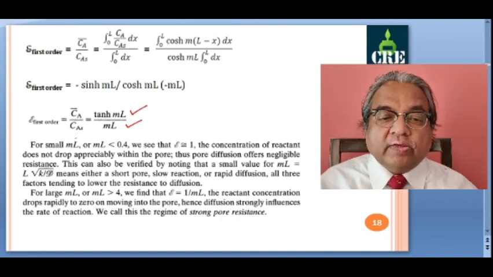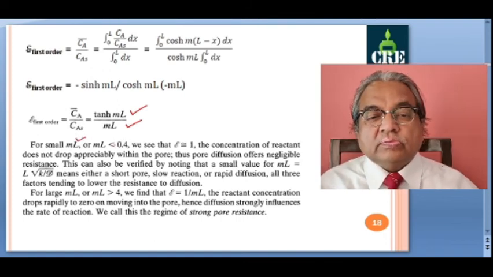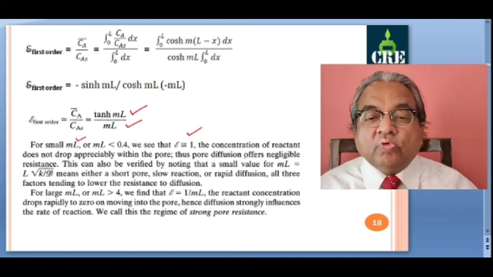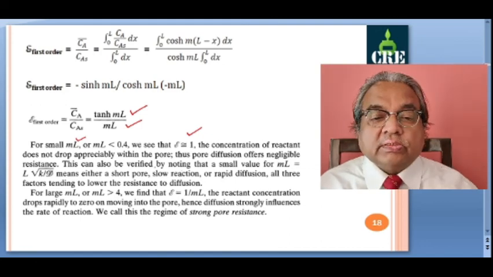So for small values of mL, or you can say less than 0.4, this effectiveness factor will be approximately equal to 1. That means the concentration of reactant will not drop appreciably within the pore. Thus, the pore diffusion offers negligible resistance. This can be verified by noting that a small value of mL, where m is root k by D, means either a short pore, L is very short, or k is small, that is slow reaction, or D is large, rapid diffusion.